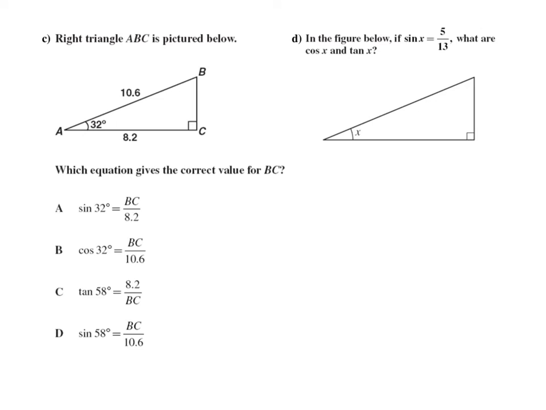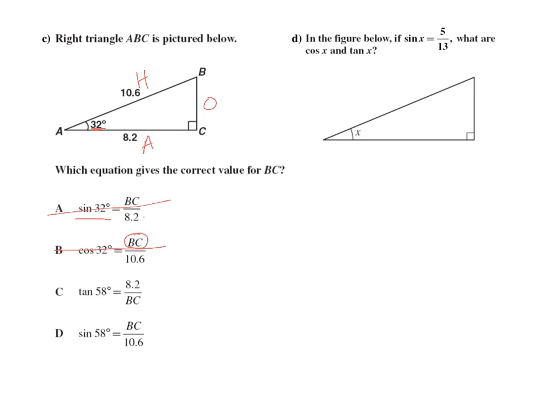Right triangle ABC is pictured below. Which equation gives the correct value for BC? Here they have sine of 32. Sine is opposite. If I'm working with 32 here, this is opposite, adjacent, hypotenuse. So I have BC is opposite. That's true. And then the hypotenuse should be 10.6. That's not happening. Cosine of 32 is adjacent. Adjacent is not BC. So that's not happening.